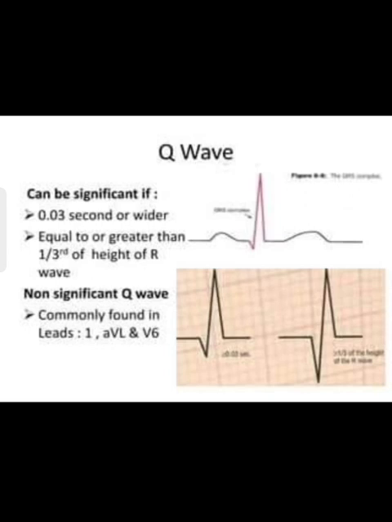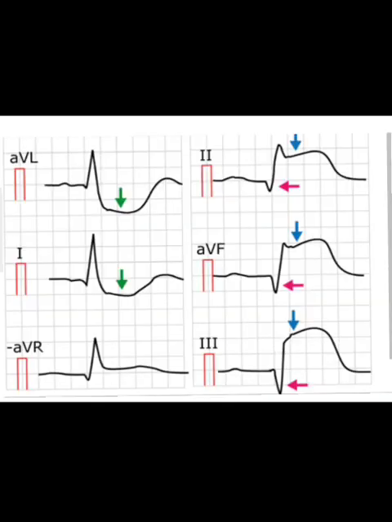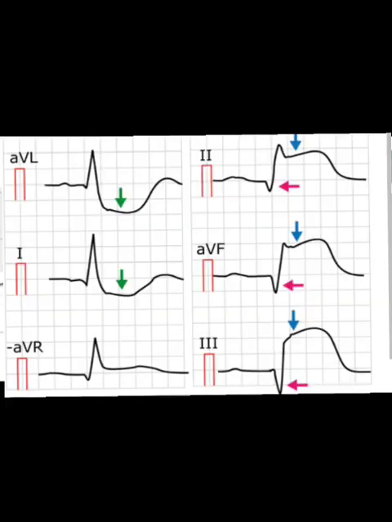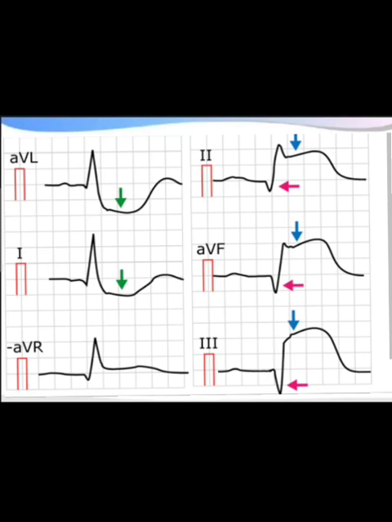Non-significant Q waves are commonly found in lead 1, AVL, and V6. A significant Q wave is a sign of previous MI. Any Q wave in V2 or V3 is pathological. Q waves should also be present in contiguous leads to be defined as pathological, for example, II and AVF, I and AVL, or V1 and V2.